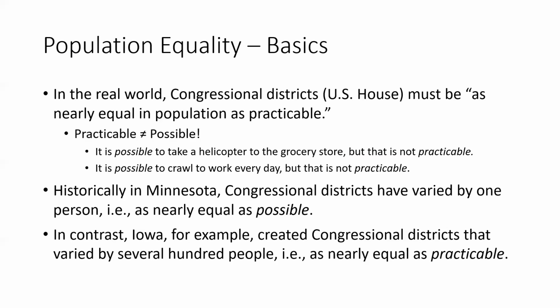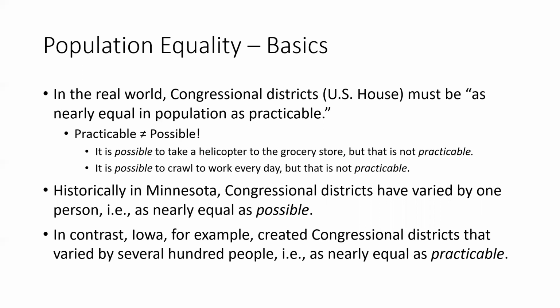Now, in the real world, congressional districts don't have to be necessarily perfectly equal. They have to be as nearly equal in population as practicable. Now, I do want to clarify a difference between practicable and possible, because that word practicable will come back later at another time. So I want to go over that now.